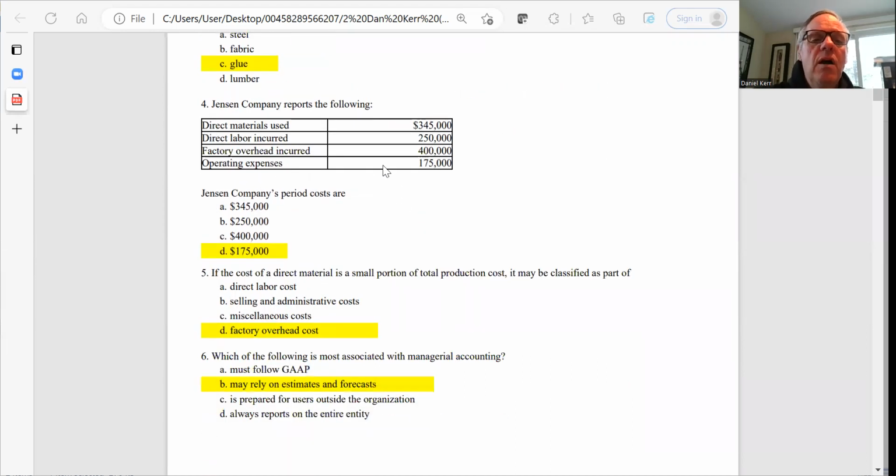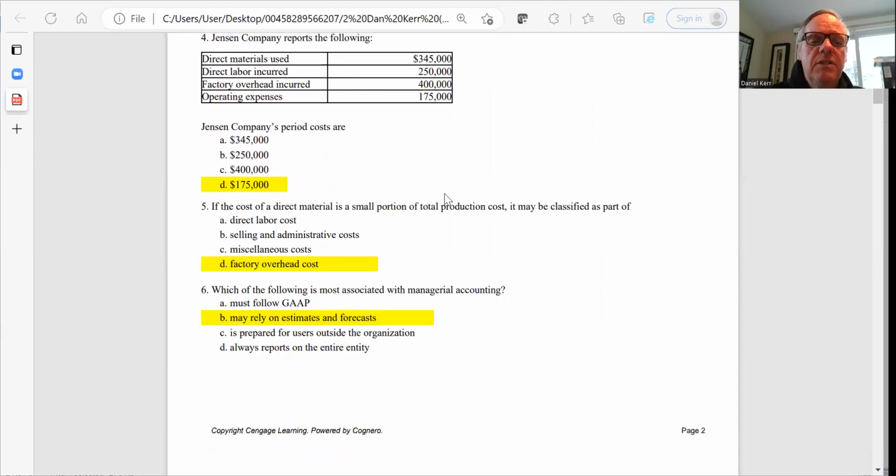Number 4. What is the period cost? The period costs are those costs that don't become part of the product, and material, labor, and overhead all become part of the product. So our period cost there is $175,000, which are the operating expenses.